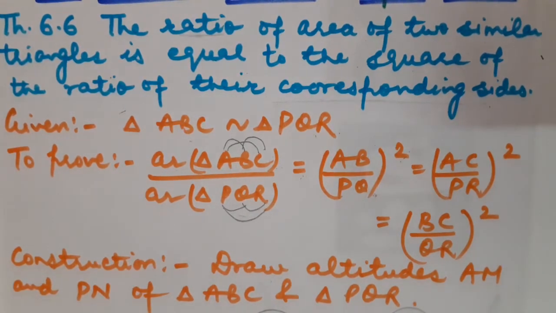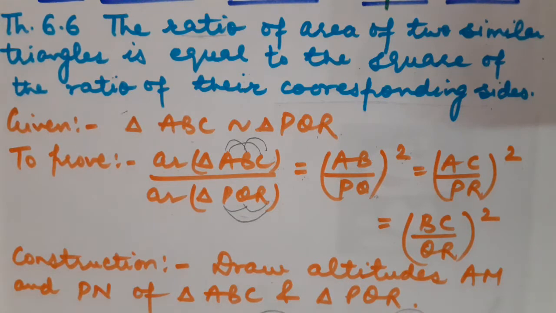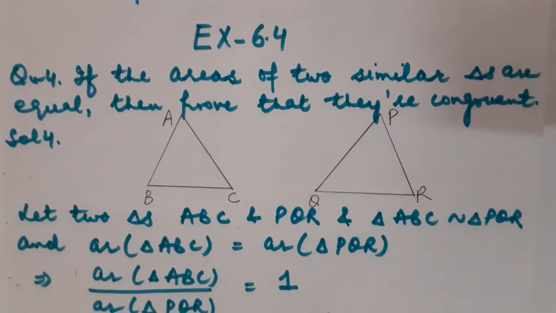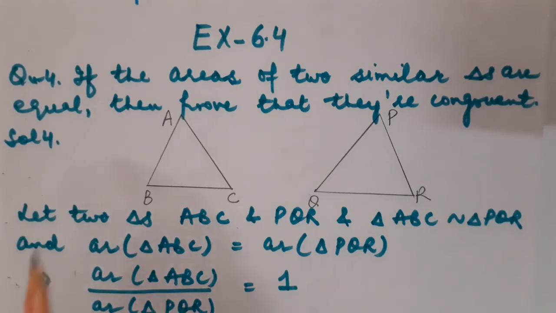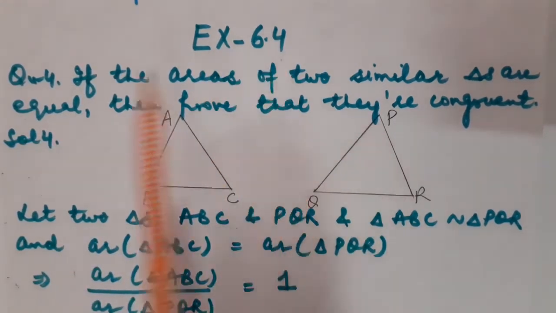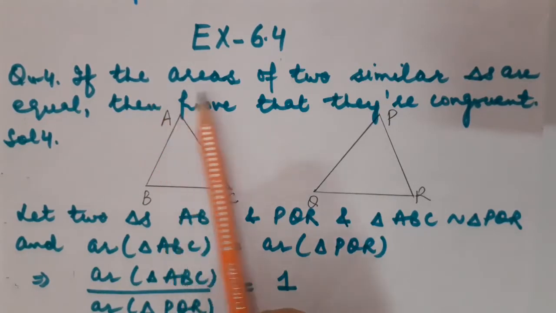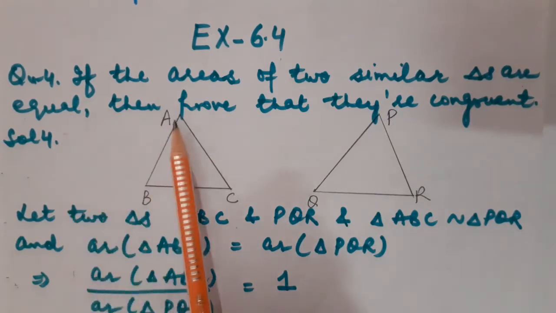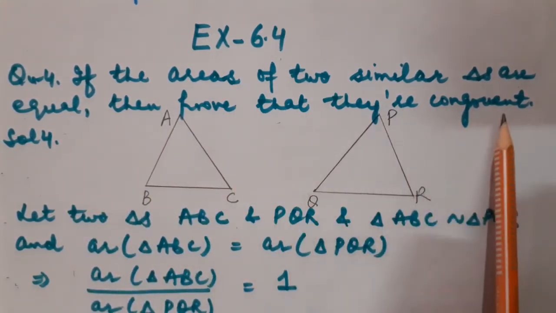Now children, using this theorem, we are going to solve some problems in which the usage of this theorem is there. Fine, children? So let us start today's class, in which I am going to make you understand how to solve the problems based on similarity of triangles in which the usage of theorem 6.6 is there. Got it, children? So this is exercise 6.4, question number 4. If the areas of two similar triangles are equal, then prove that they are congruent.